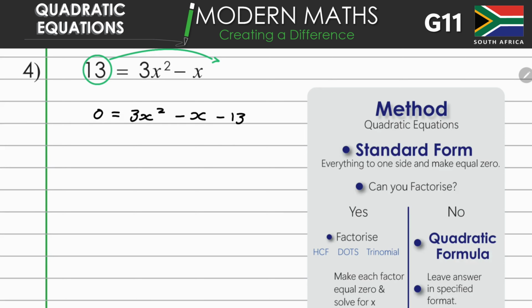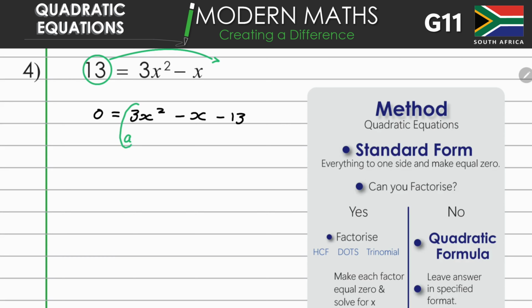Now, I always want to try factorize if I can. It's much easier to factorize and solve rather than using the formula. So if I want to try get minus 1 with the factors of 13, 13 is a prime number. It only has 2 factors, 1 and 13. If I add or subtract those, I'll only get 14 or 12, so they're not working. So it's impossible to factorize this thing, so it forces me to use the formula.